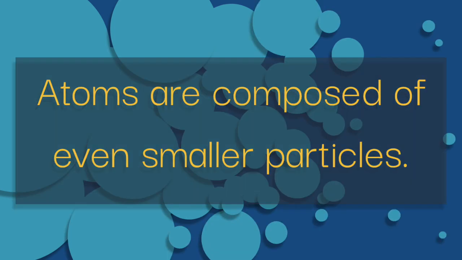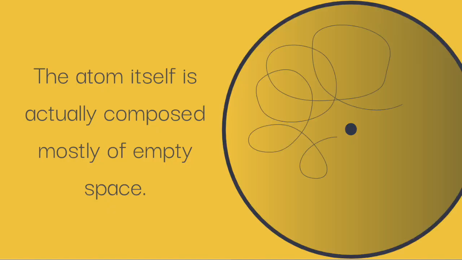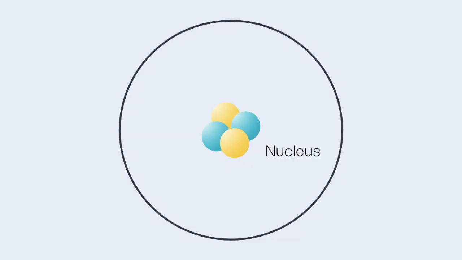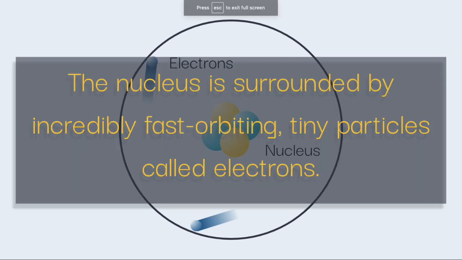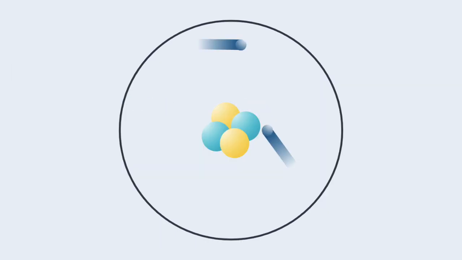While atoms are the basic building blocks of matter, there are smaller particles still which atoms are composed of. These are considered subatomic particles. The atom itself is actually composed mostly of empty space. However, its center is the extremely dense nucleus. The nucleus is surrounded by incredibly fast orbiting tiny particles called electrons. Electrons are incredibly small, even compared to the nucleus of the atom.